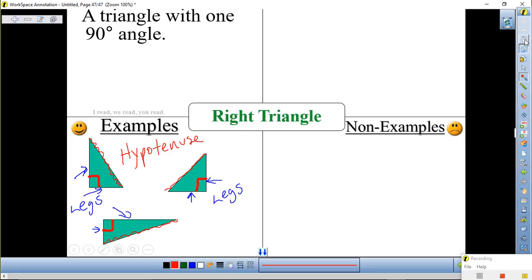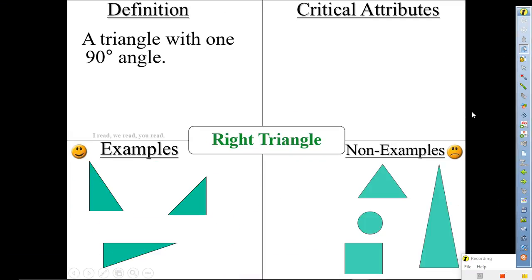Let me show you some non-examples. Copy these, please. As you're copying those down, you're thinking these are not right triangles because, don't say it out loud, keep it to yourself. Okay? All right? Talk it over with your neighbor, tell them why those are not right triangles, please.